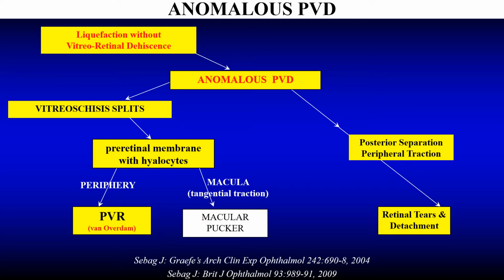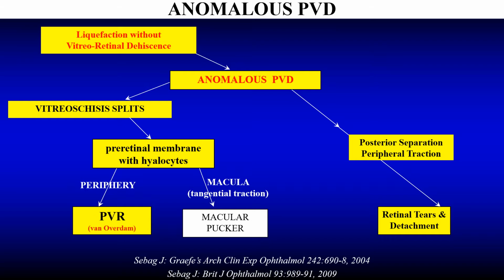Anomalous PVD results when there's liquefaction of the gel vitreous without sufficient dehiscence at the vitreoretinal interface to allow a clean separation. Traction in the periphery can tear the retina and induce retinal detachment. Untoward effects upon the posterior vitreous cortex can result in vitreoschisis because of splitting between the lamellae of the posterior vitreous, and that leaves a membrane attached to the retina.